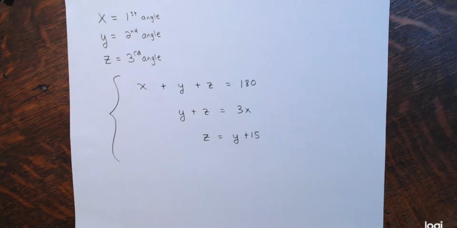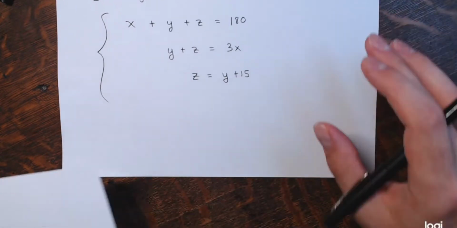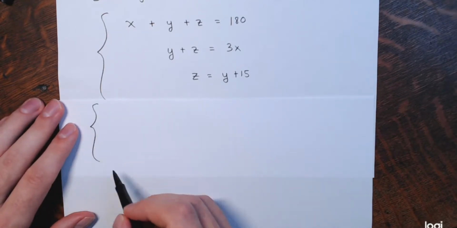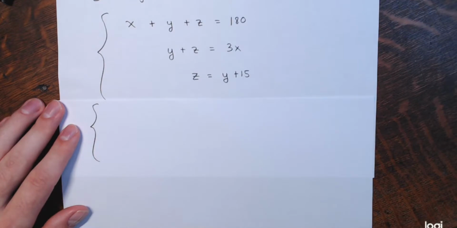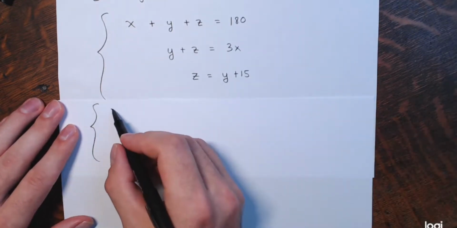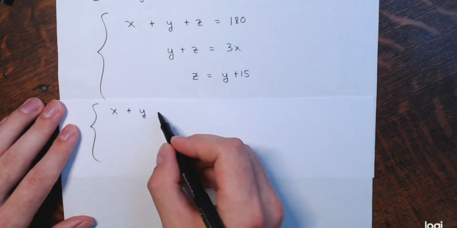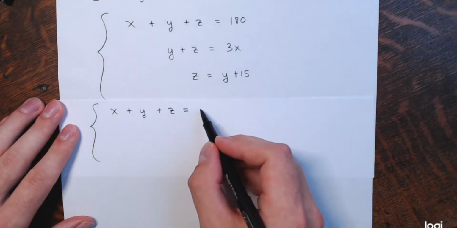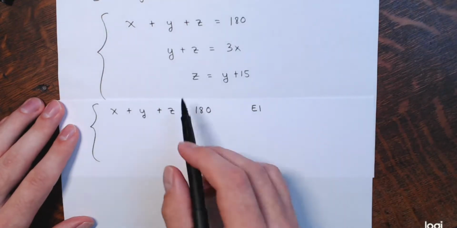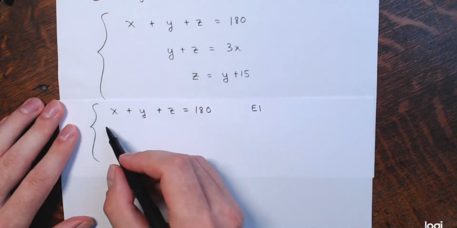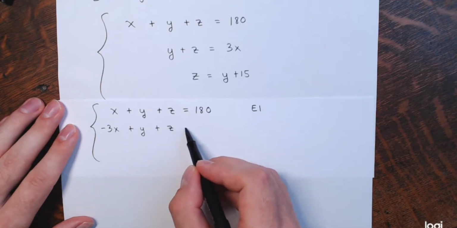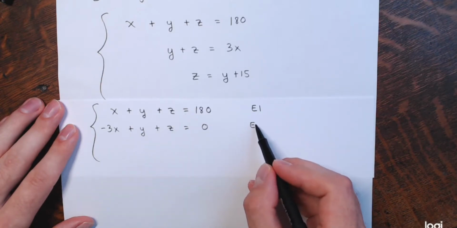All right. So what I'm going to do is, again, I'm going to write each of these. I'm going to solve this by elimination. So I'm going to make sure I take all the variables to one side, the left side, and line them up, and all the constants to the right. So we have x plus y plus z equals 180. In the first equation, again, I'll call this equation 1. Then subtract 3x. We have negative 3x plus y plus z equals 0. There's equation 2.